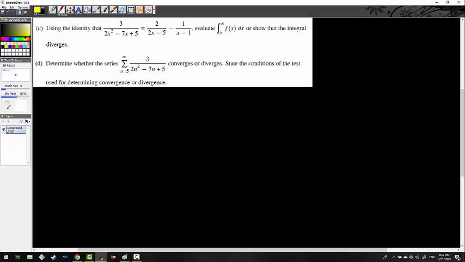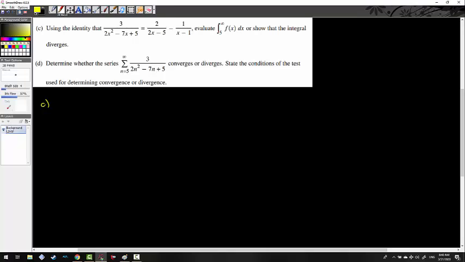All right, let's go ahead and take a look at C. It says, using the identity 3 over the quadratic is equal to 2 over this thing minus 1 over this thing, evaluate from 5 to infinity the integral of f of x, or show that the integral diverges. So, a couple things. One, thank goodness they did the partial fraction decomposition for us, so we don't have to do that. And all we have to do is just evaluate this integral with one of the limits of integration going to infinity. This screams improper integrals.